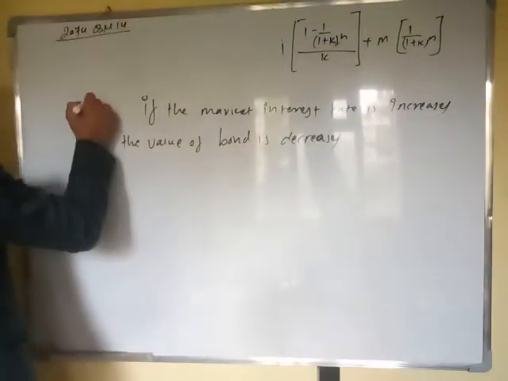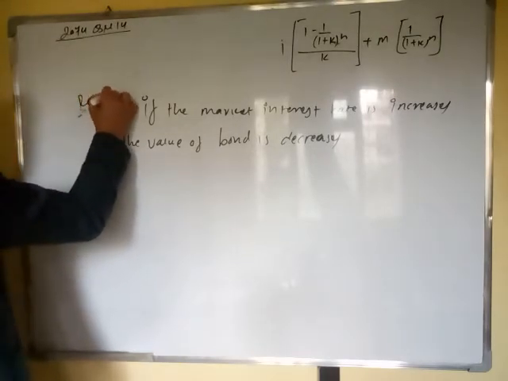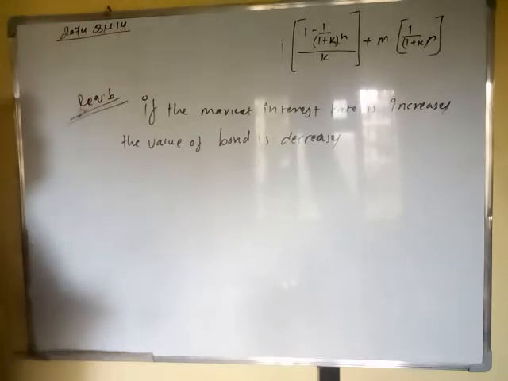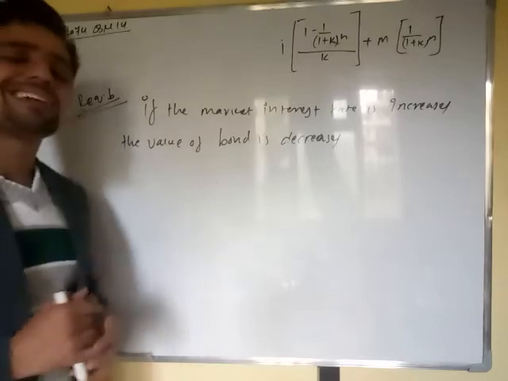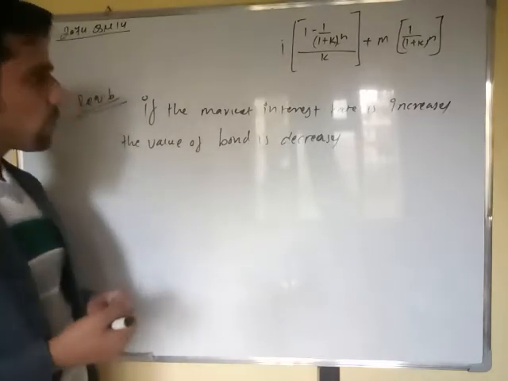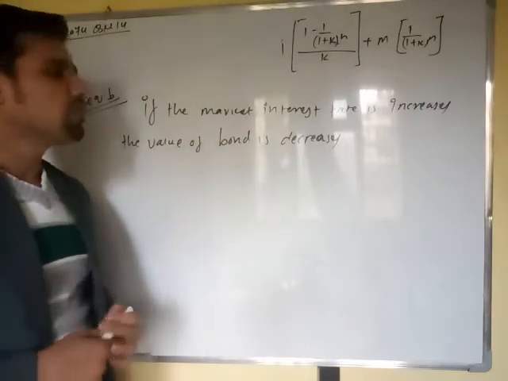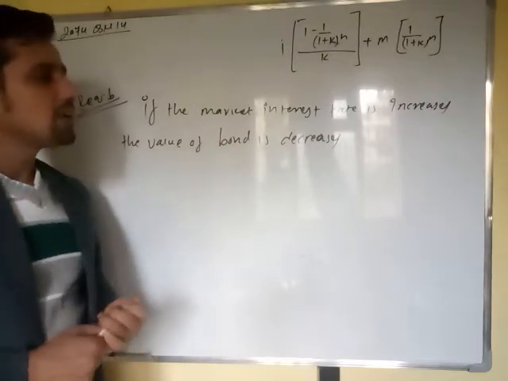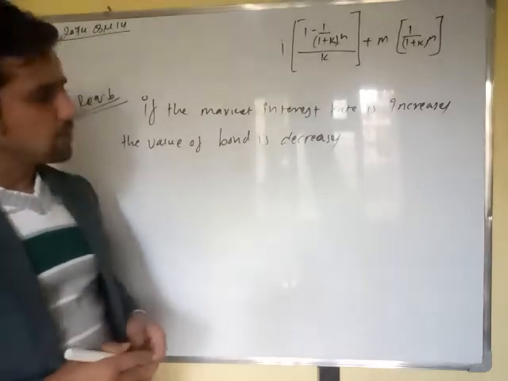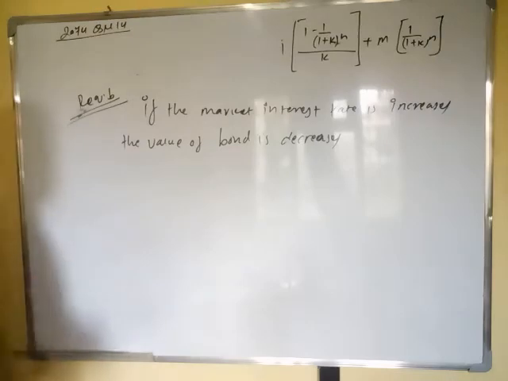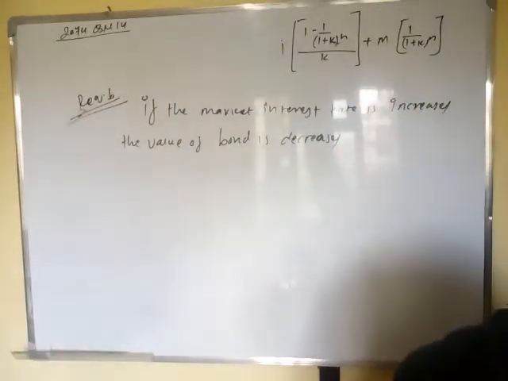This one is the required solution. If the market interest rate increases, the value of the bond decreases. When the market interest rate rises, the value of the bond decreases. The relationship between market interest rate and bond value is an inverse relationship. Okay, you can write onto your questions.